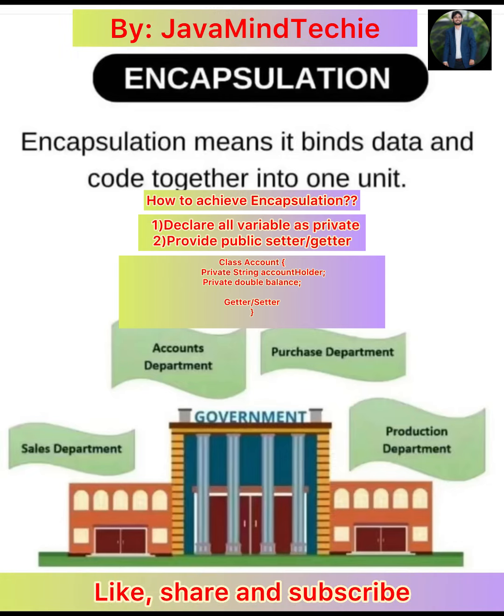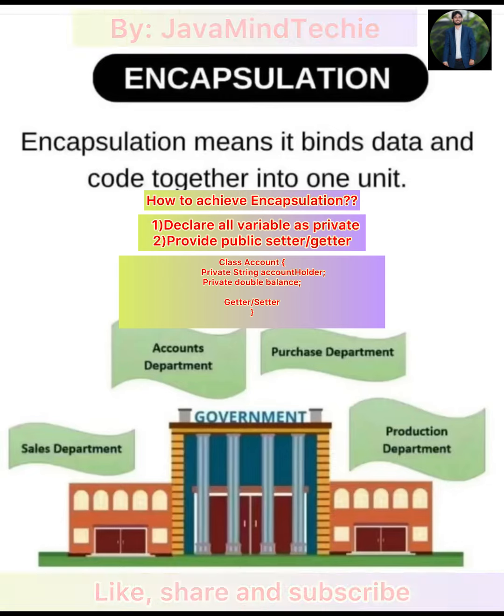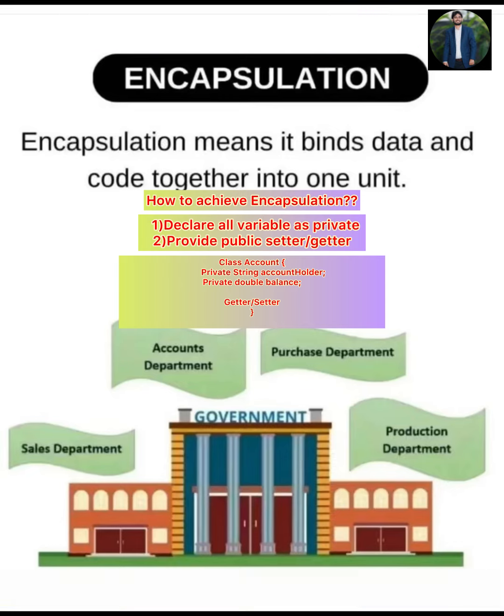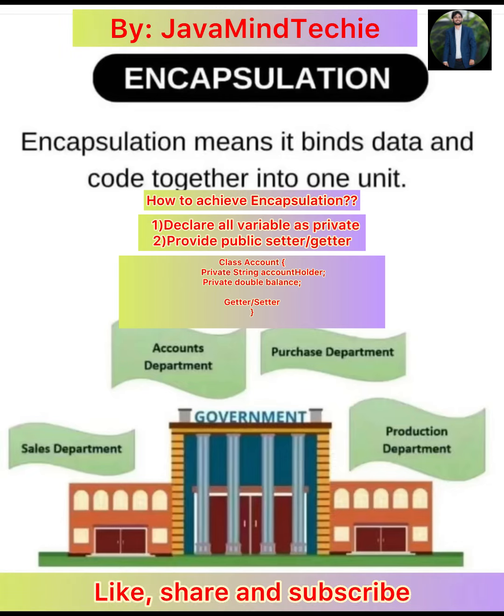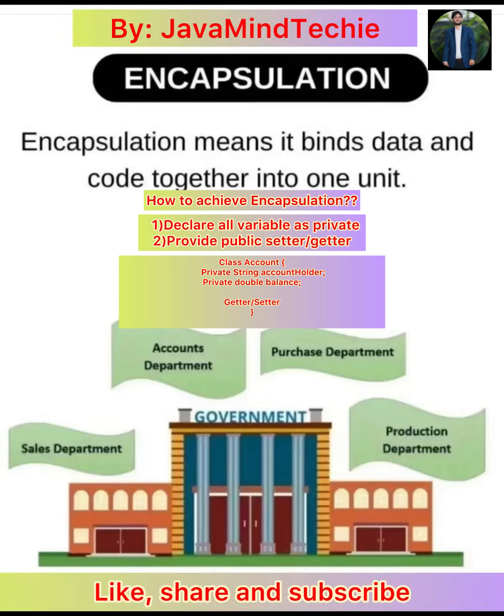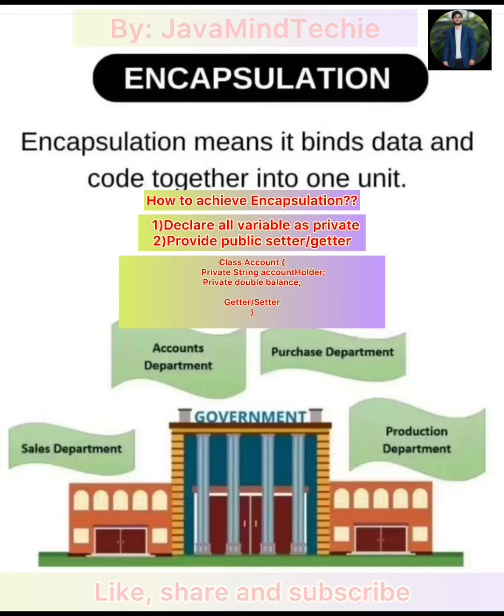First rule: declare all variables as private. If you would like to make your class properly encapsulated, you need to follow the first rule, declare all variables as private. Then the second thumb rule: provide public setter and getter methods. Keep in mind, the first rule is declare all variables as private, and the second is provide public setter and getter methods. That is what you should keep in mind.